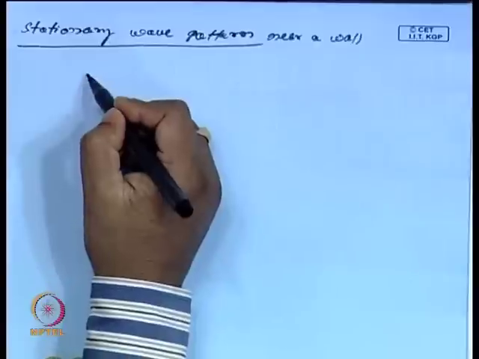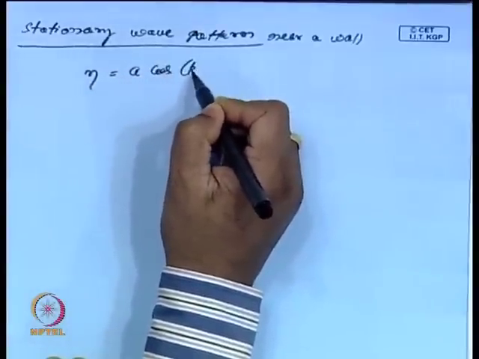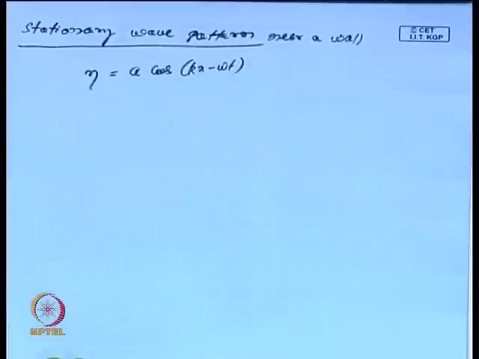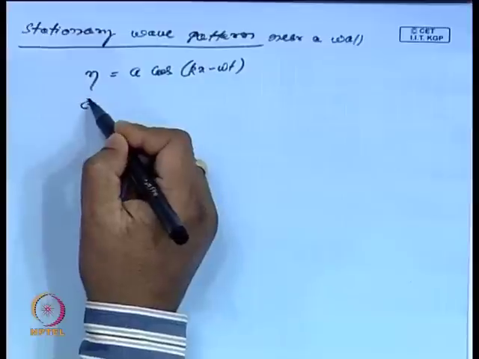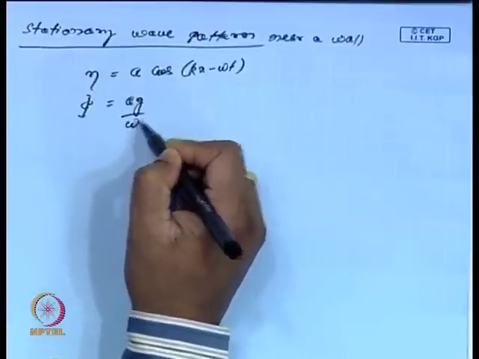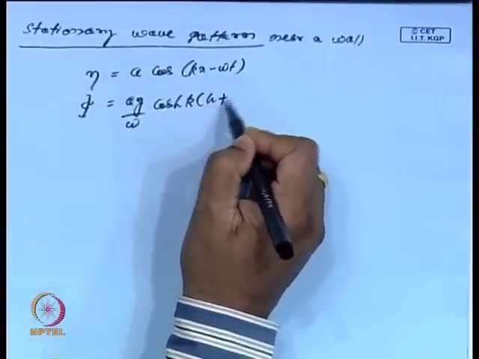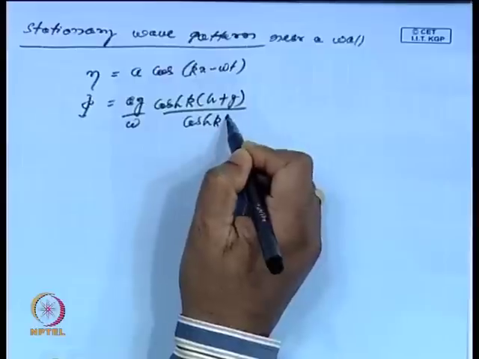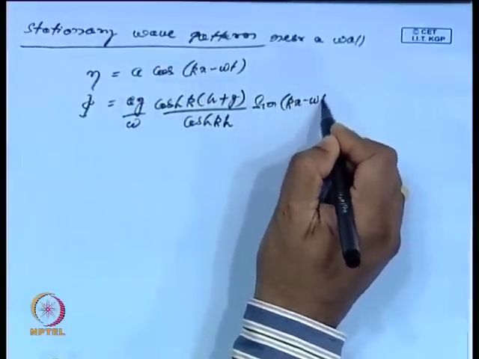Now, we have seen that if I just say eta is equal to a cos(kx minus omega t), these are very simple examples, but the observations are very important. Eta is equal to a cos(kx minus omega t). Then we all know that the corresponding velocity potential will be a g by omega, cosh k(h plus y) by cosh kh, into sin(kx minus omega t).